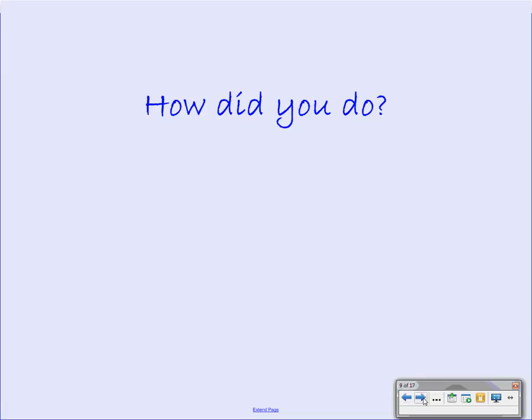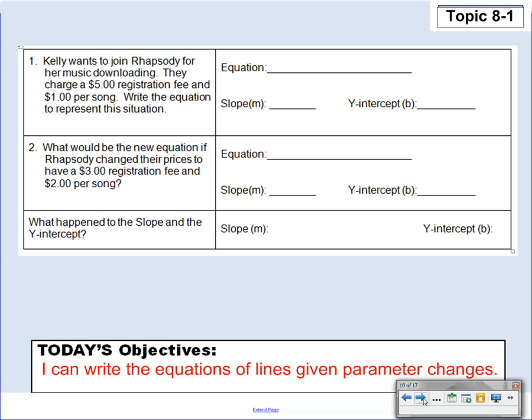Okay, how did you do? Hopefully you did well. Let's start our topic. We're going to start with writing an equation based upon the description.